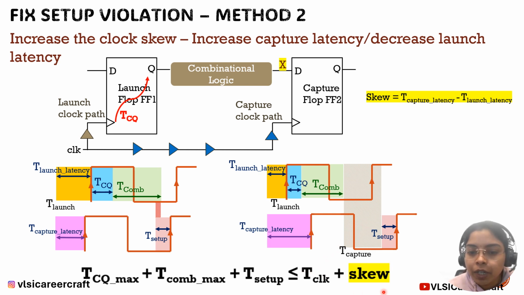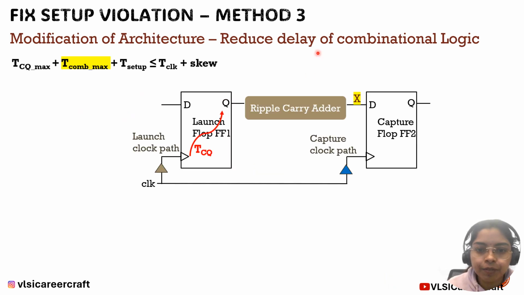Now in this method we are targeting this Q, and if we increase this Q, then initially for the case in which this condition is not satisfied, it will be satisfied automatically after increasing this. So yeah, this is the second method of fixing setup violation.